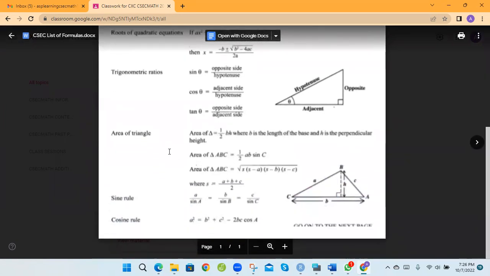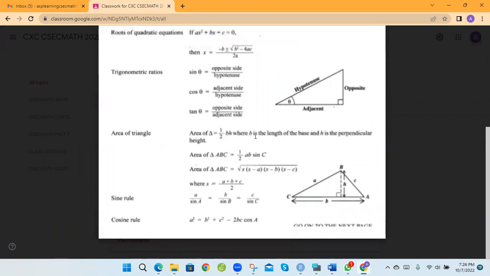Area of triangle. Area of a triangle is half base times height, where b is the length of the base and h is the perpendicular height. Area of ABC is equal to half AB sine C. So that's another formula for area of a triangle. So there are three formulas for area of triangles. Half base times height, which is very popular, and half AB sine C, where C is the angle between A and B. And another formula for area of a triangle ABC is equal to the square root of S, open bracket, S minus a, S minus b, S minus c. That one is not very popular, but it's available, where S is a plus b plus c over 2.